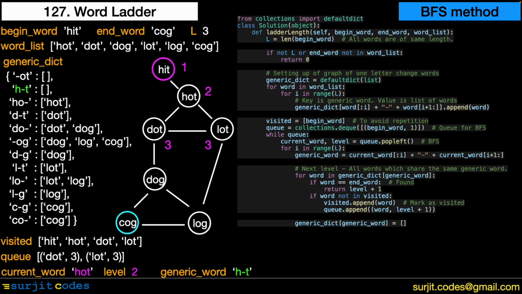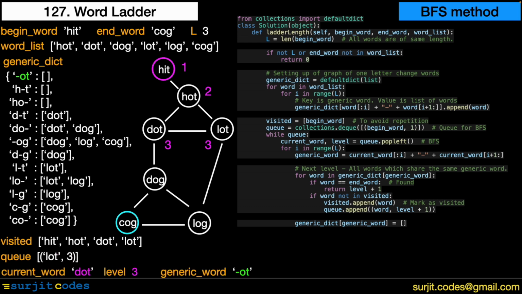Next generic word is H-T, but its list in dictionary is empty. Third generic word is HO dash. It has only one word hot in the list, which is already in the visited list. So we clear this list without any processing. All the words at level 2 are processed, and now we will process the word dot at level 3 by extracting it from the queue.